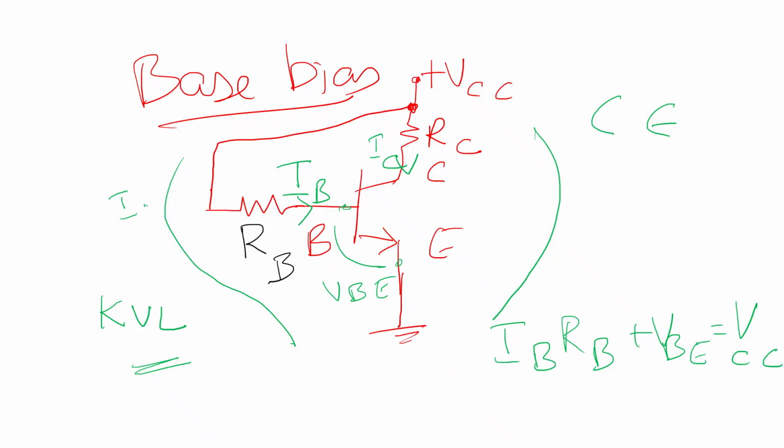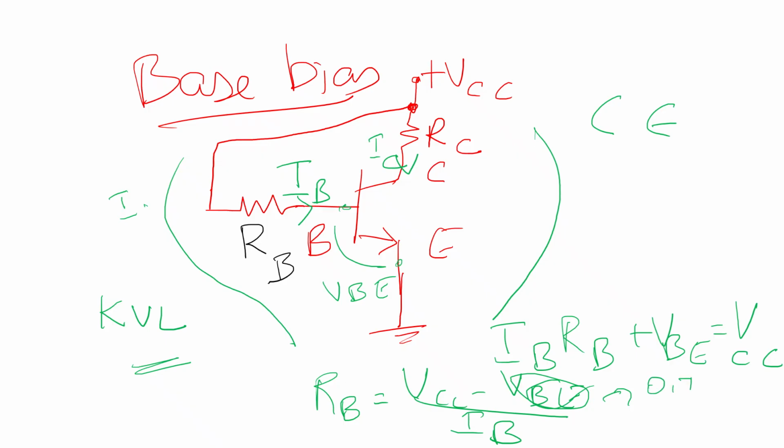Now it's very easy for us to determine or design the value of RB. RB is equal to VCC minus VBE divided by IB. This VBE is a very small value. For example, it is around 0.7 volts, and the voltage that is going to be applied here may be plus 12 volts, plus 9 volts, or plus 24 volts. Compared to these voltages, 0.7 volts is very minimal, and hence we can tell that RB is equal to VCC divided by IB.